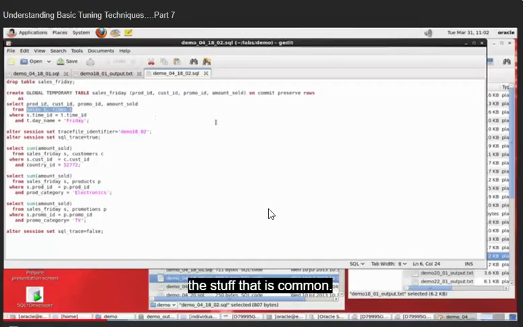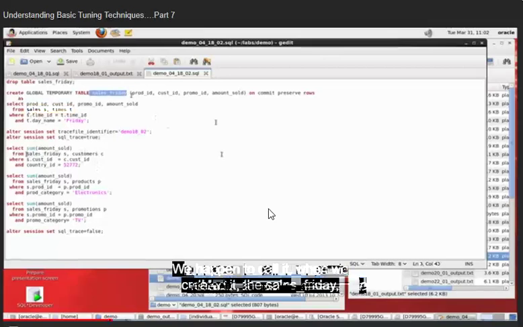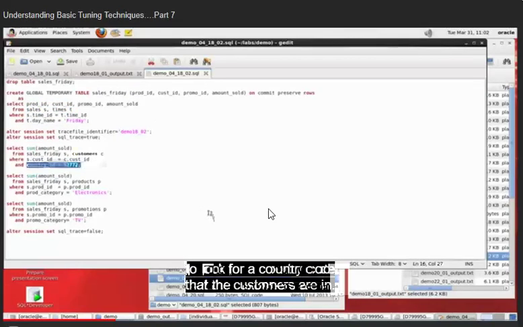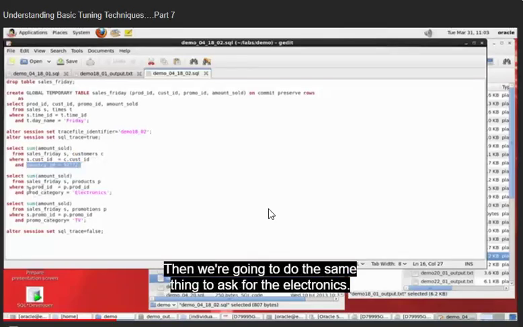We happen to call it sales_Friday, because that's what it represents. And then we're going to join sales_Friday to the customer table to look for the country code that the customers are in. How much did we sell in a particular country? Then we're going to do the same thing to ask for the electronics. We're going to join the products table to our sales Friday to find the electronics.